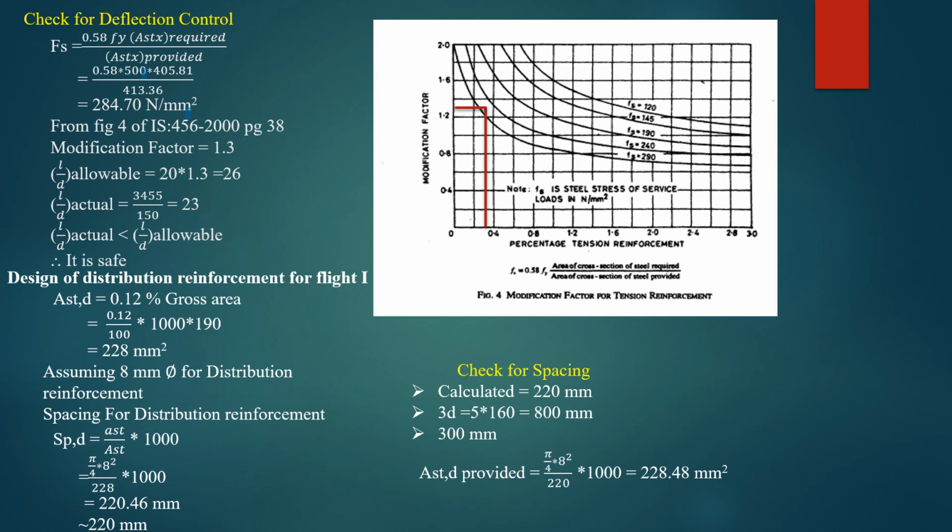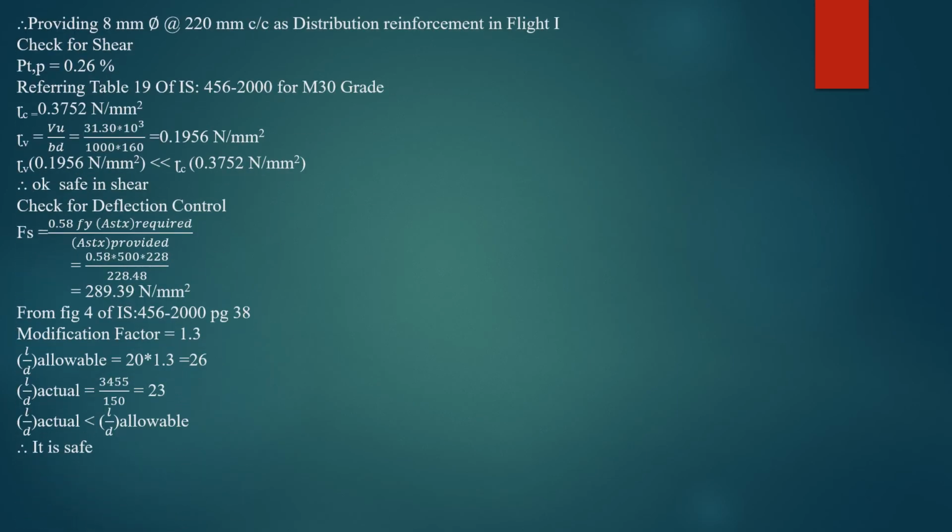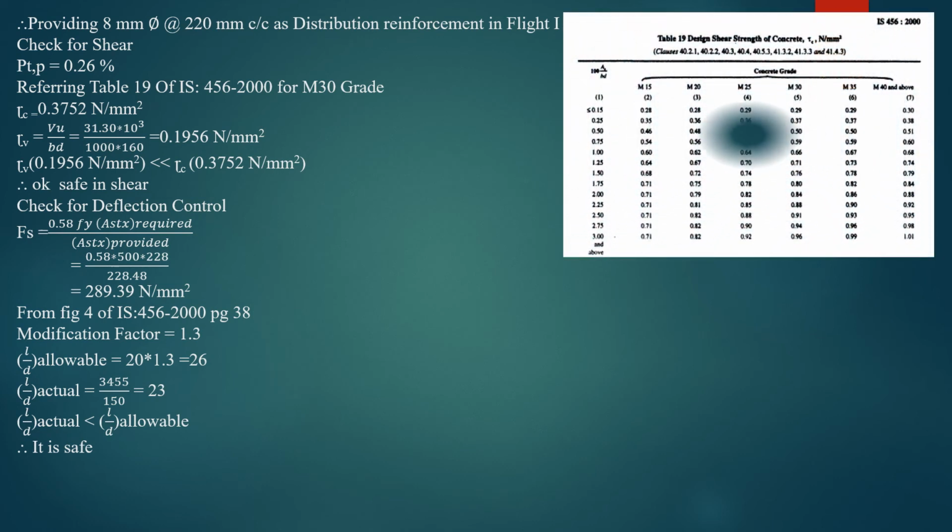Therefore, adopting 8 mm diameter bars for distribution reinforcement at a spacing of 220 mm. Now we provide the AST. AST provided will be pi by 4 into 8 square upon spacing into 1000. We got 228.48 mm square. Let us move to the next slide. As I already said, providing 8 mm diameter bars at 220 mm center to center as the distribution reinforcement in flight 1. Now let us check for the shear.